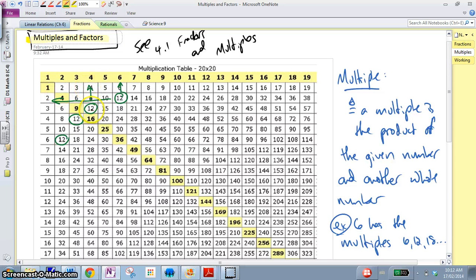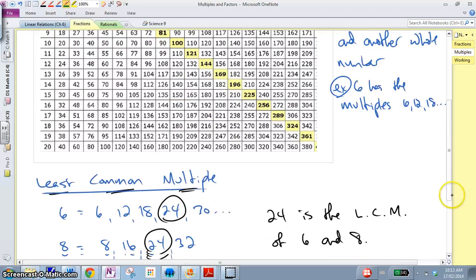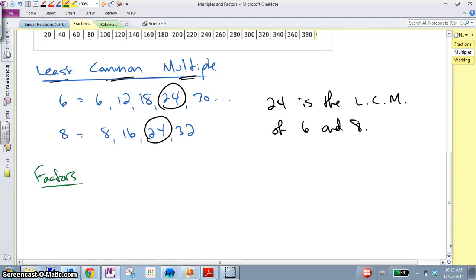In this case over here, we see 12 there. It can be divided by 4 and we get 3. So 4 and 3 are factors of 12. Over here again, same thing. 4 and 3 are factors of 12. 2 and 6. So that's kind of one approach to factors, one look at factors.